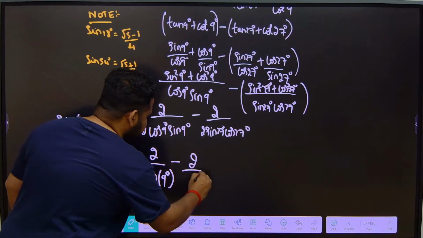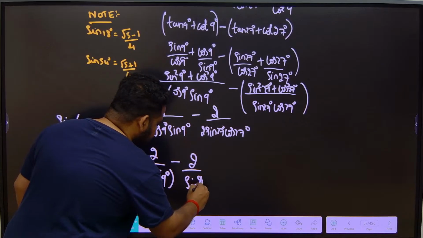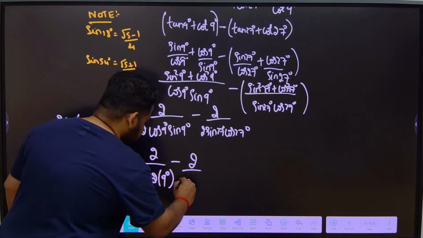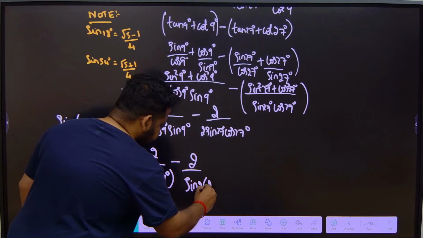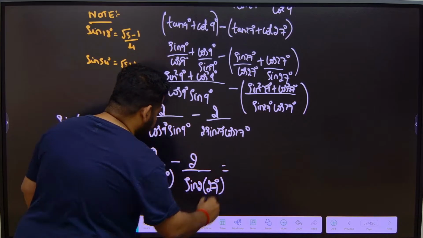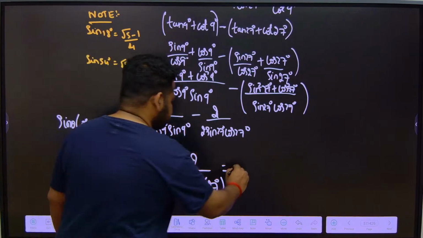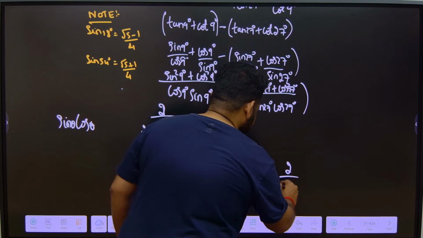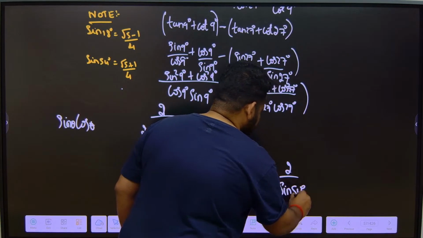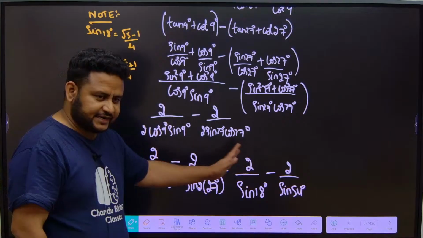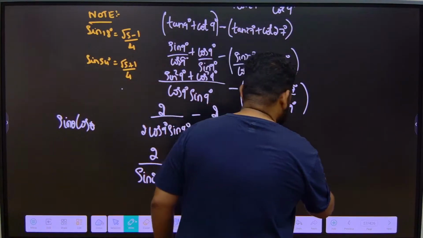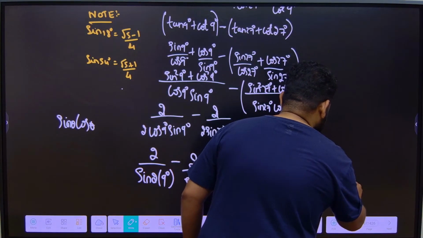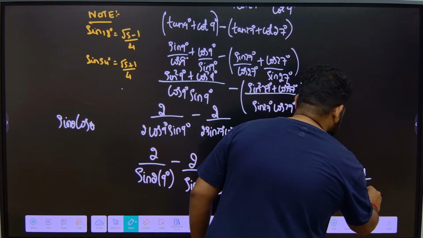Similarly 2 by sin 2 into 27 degree, right? So this will become 2 by sin 18 minus 2 by sin 54. Now 2 is common, I can take 2 outside. So this will become 2 times 1 by sin 18 degree minus 1 by sin 54 degree.